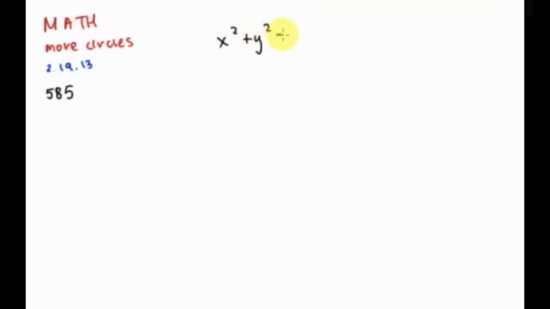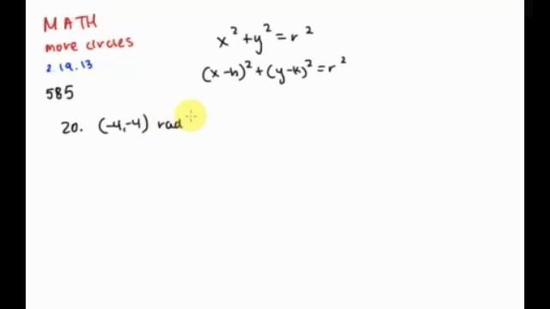x squared plus y squared equals r squared, the standard equation for a circle. You could even expand this a bit. For an equation for any circle, you can use that, where h is the shifted x coordinate and k is the shifted y coordinate. So for 585 we have a center whose radius is, whose center rather is -4, -4, radius 5.